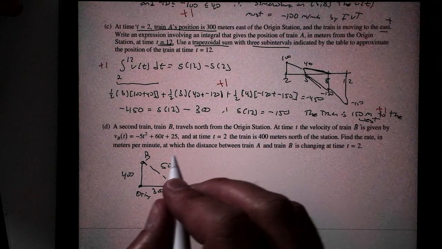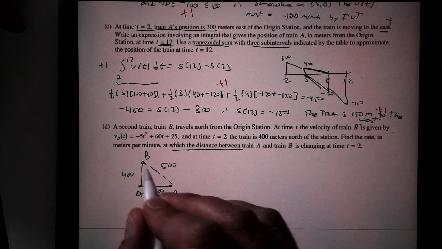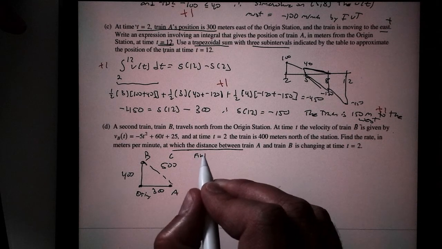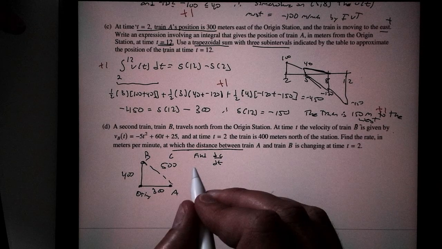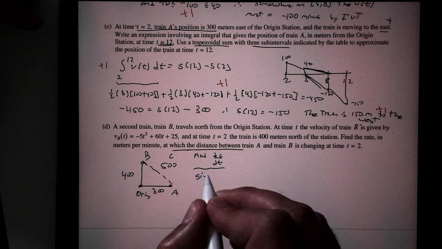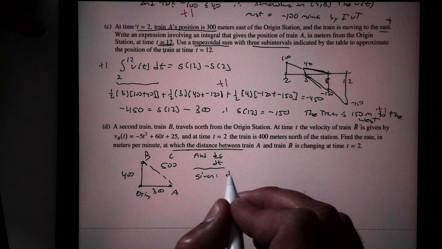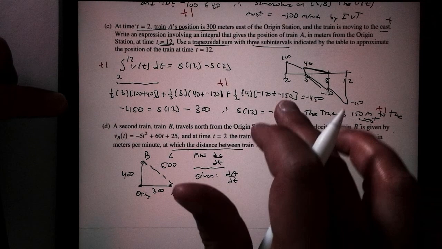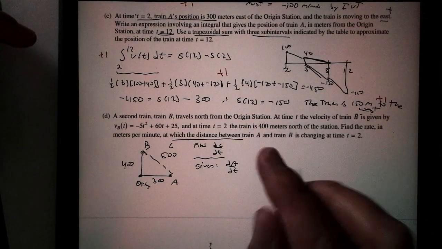Now, since we're looking for the rate at which the distance between them is moving, so we got this A, B, and of course we call this C, so we call this distance C. So we're trying to find how dC/dt changes. And if you guess this is a related rate, you are correct. So we need some information. Let's take a look at anything we are given. We already have the positions, but what about the train itself? dA/dt. Well, how fast is train A moving at 2 seconds? I can get that by plugging in up here at 2 seconds. We know that that's 100.